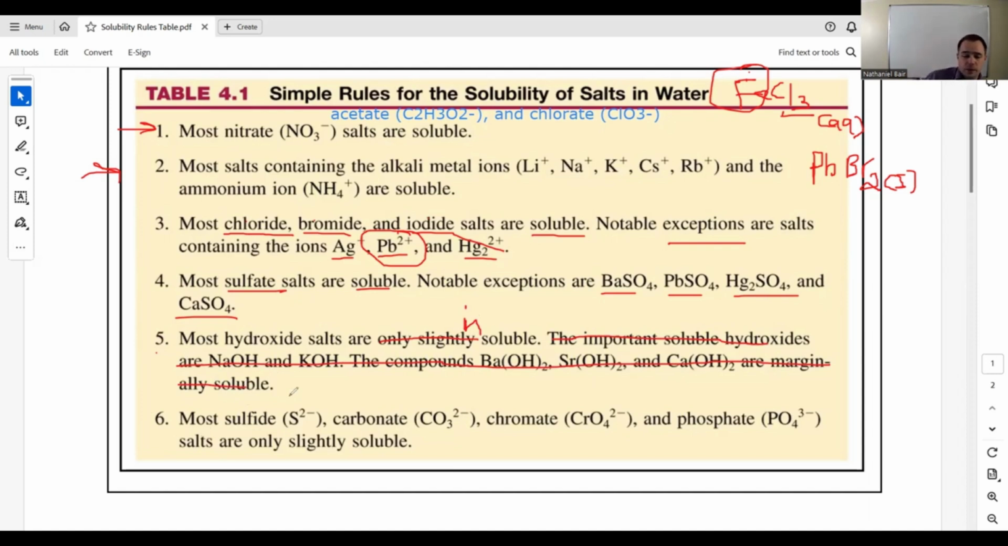Same thing here in Rule 6. We're going to make a slight change. Rule 6 says most sulfide, carbonate, chromate, and phosphate salts are only slightly soluble. Again, we're going to change that to insoluble. Insoluble. So hopefully you made those changes on your sheet. Okay.